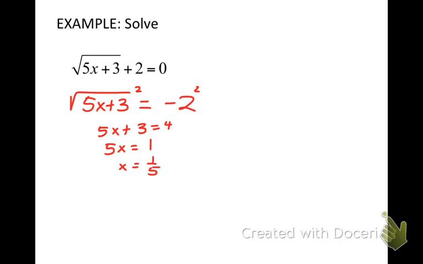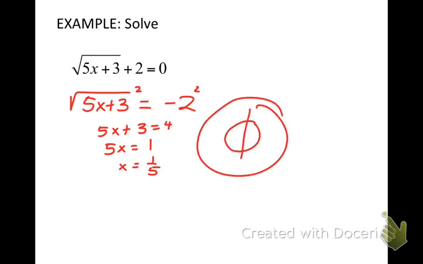Then 5x is equal to 1, so x is equal to 1/5. If I plug that 1/5 back in, 5 times 1/5 is 1, 1 plus 3 is 4, the square root of 4 is 2, and 2 plus 2 is not equal to 0. So 1/5 is not a solution. If you don't realize you can't take a square root and end up with a negative, you need to check your answers for extraneous solutions. So in this case, there's no solution.